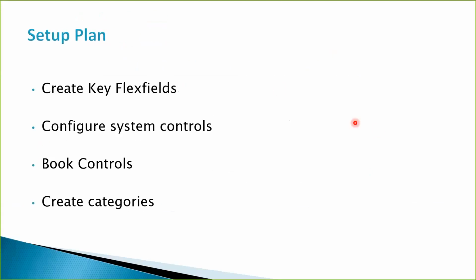which were to create the key flex fields. We created the asset category flex field. Okay, so now we're going to create the other two, the asset key and the asset location flex fields, so that we can continue with the next steps on our setup plan. All right.